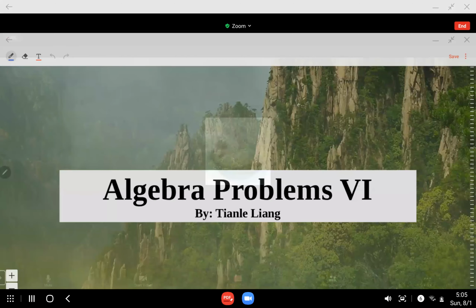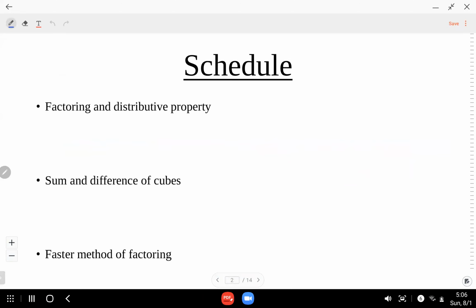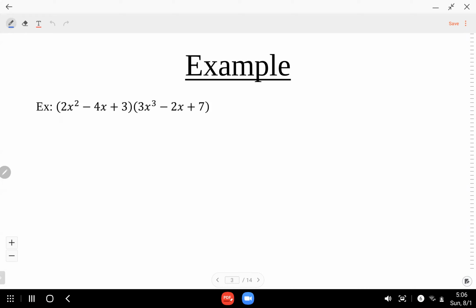Okay, let's begin. So our schedule today is factoring and distributive property, and then we're going to do sum and difference of cubes. And then, in addition to sum and difference of cubes, we're going to be learning or reviewing some useful formulas like difference of squares and that kind of stuff. And also, we're going to learn a faster method of factoring. All right, so let's start off with an example.